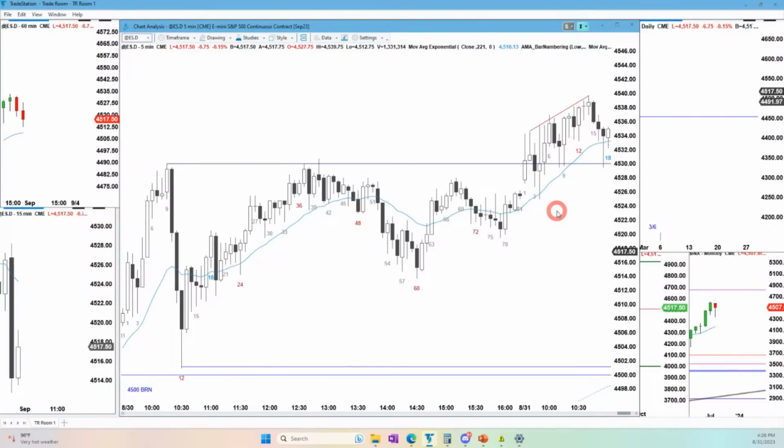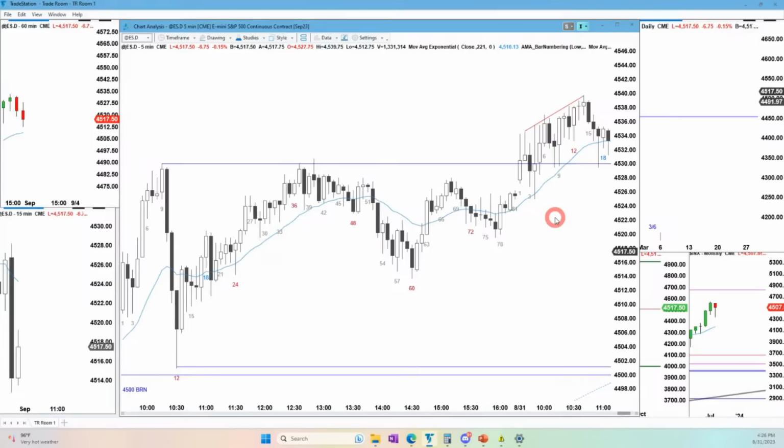18 bull bar, but after a 4 bar micro channel, probably sellers above. And then 19, we failed to trigger the buy on 18, but 18 is a low one short.